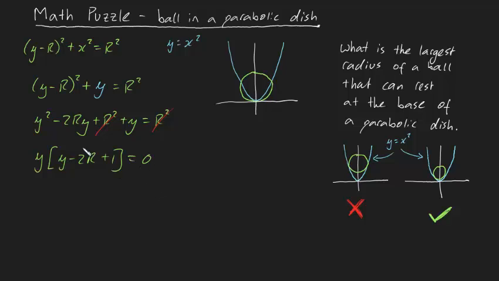In fact, what this equation now tells us is there are 2 y coordinates at which the parabola and the circle intercept. They intercept at a point here, 0, and they also intercept at a y coordinate here, which is given by this. So let's go down that route. We know that one solution is y equals 0, and we know the other solution is y minus 2r plus 1 equals 0. In other words, y equals 2r minus 1. That's basically this y coordinate just here. That's where this parabola and circle intercept.